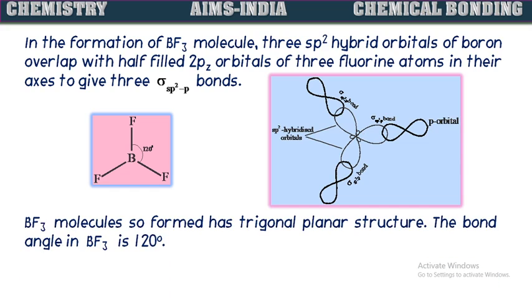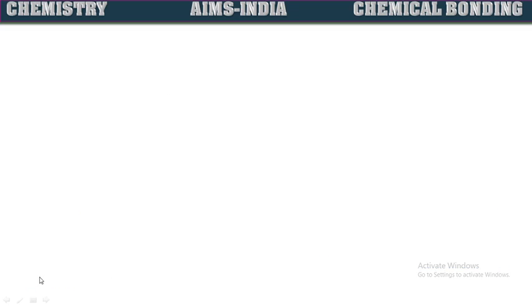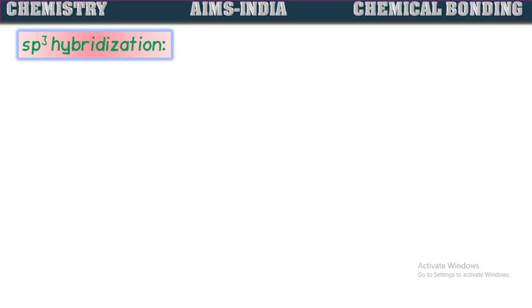This boron trifluoride molecule so formed has a trigonal planar structure with a bond angle of 120 degrees. Some other examples of molecules having sp2 hybridization are C2H4, that means ethene or ethylene, boron trichloride, etc. Now let us talk about sp3 hybridization.